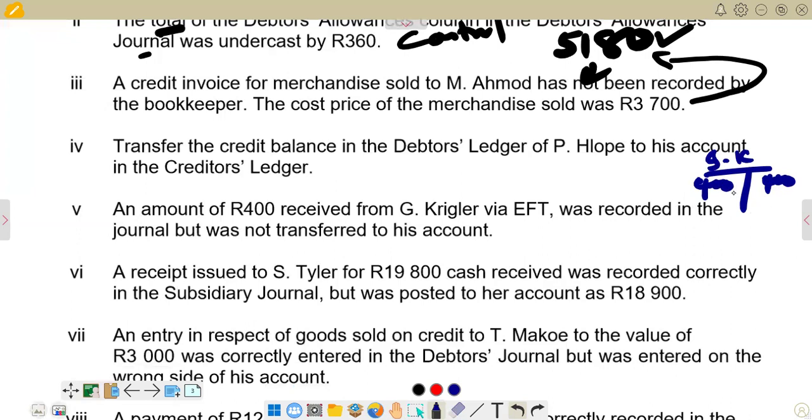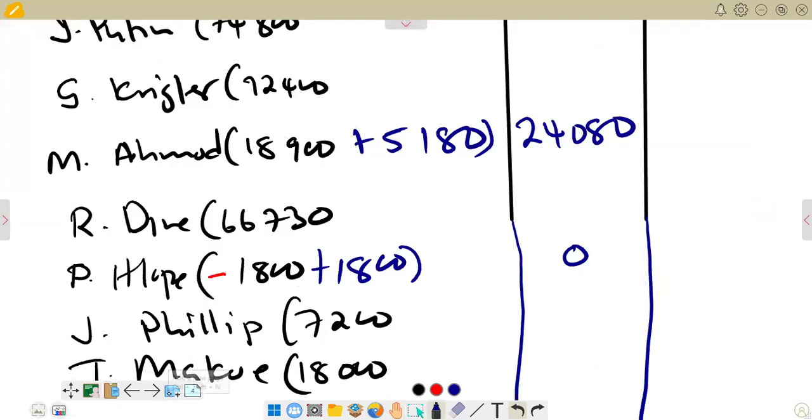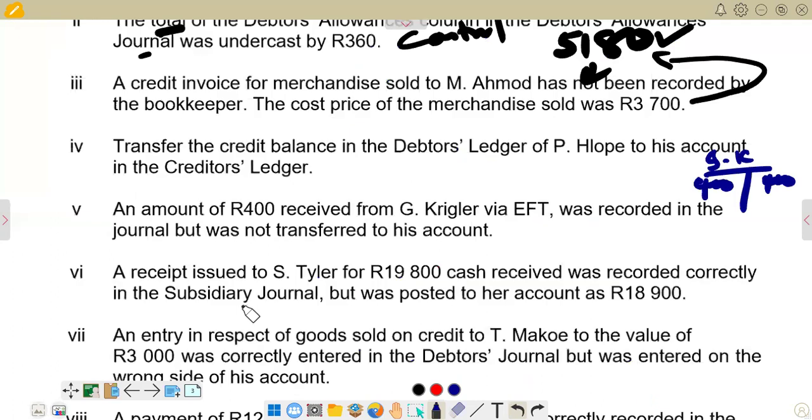So by debiting, we are subtracting. We are supposed to subtract this 400 from the figure that we have for G. Krigler. So if you come here, we have got 72,400, and then we are supposed to subtract your 400 that is being paid. By subtracting there, you're going to get your 72,000. So obviously here now we have 72,000. Then we go back again to check on the next item.